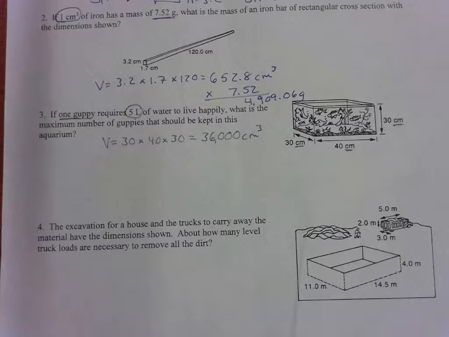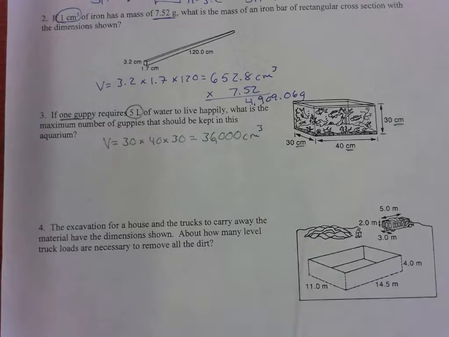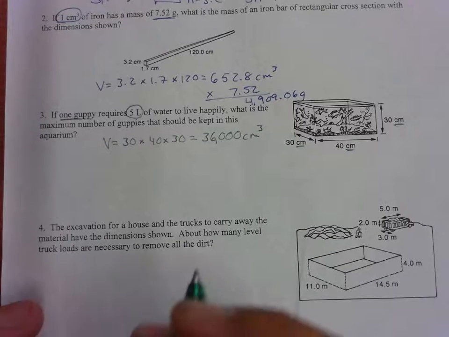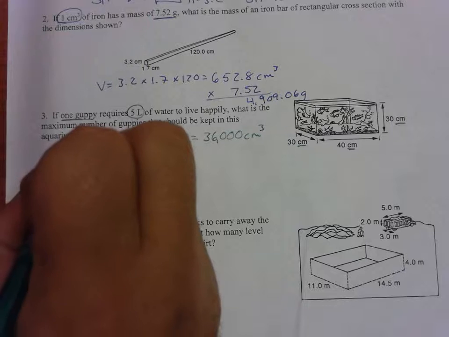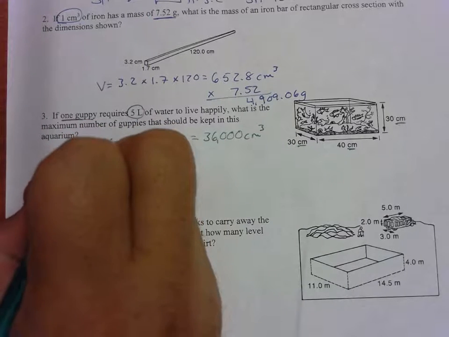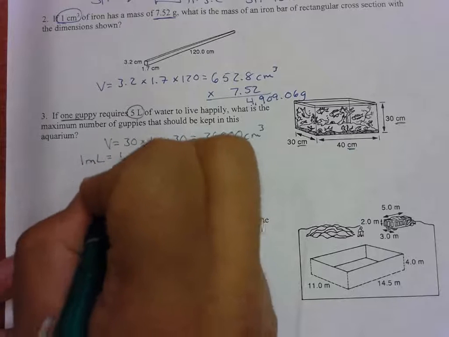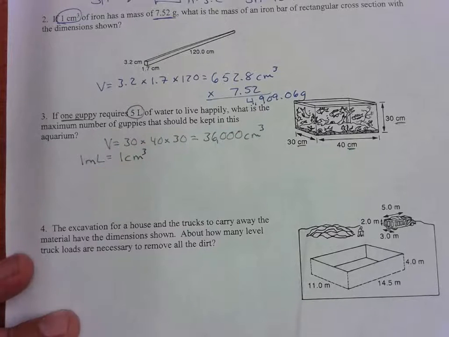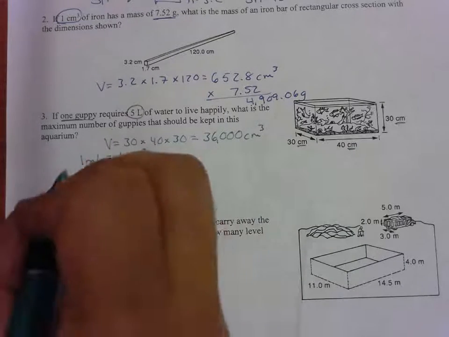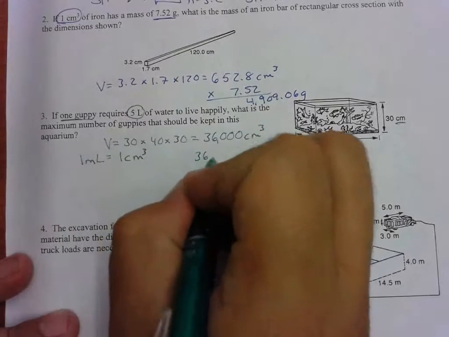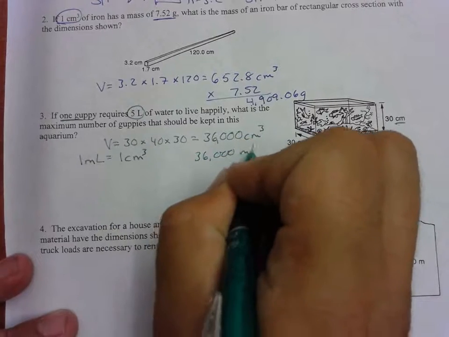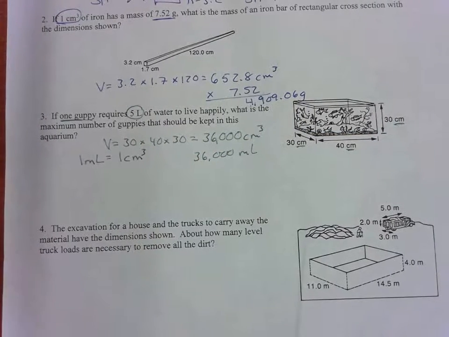If I have 1 guppy that needs 5 liters of water, but I have my water in cubic centimeters, I need to have them in the same unit of measure. So this is what I did not tell you, but you should know: 1 milliliter is equal to 1 cubic centimeter. So if there's 36,000 cubic centimeters, I have 36,000 milliliters. But that's still not in liters.